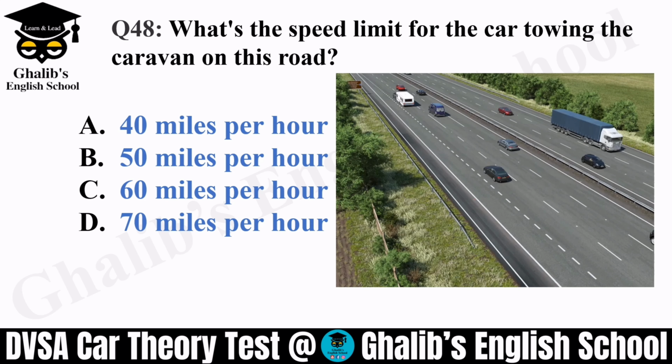Question 48. What's the speed limit for the car towing the caravan on this road? Guys, here's a video clip, and in this video clip we're going to find out what should be the speed limit for the car which is towing a caravan. Whether that should be 40 miles per hour, 50 miles per hour, 60 miles per hour, or 70 miles per hour.